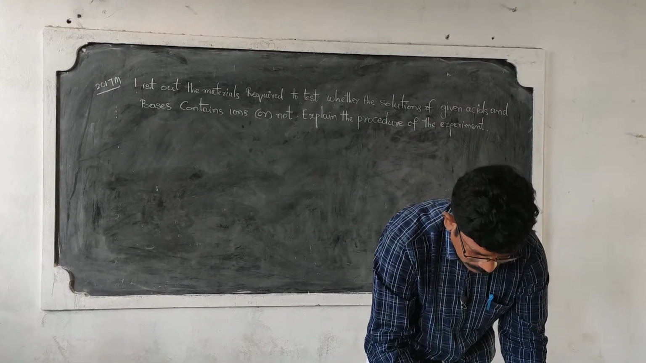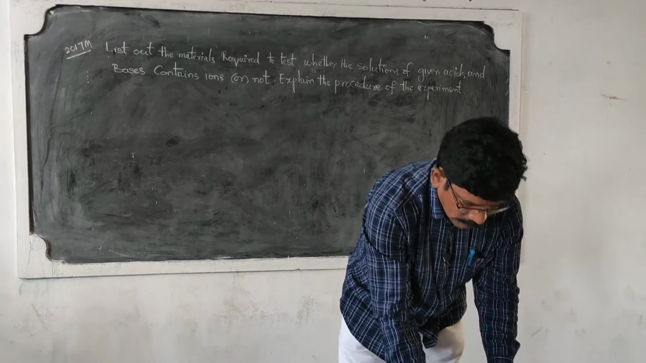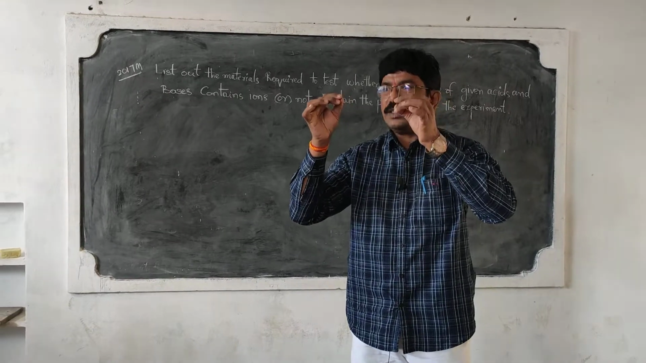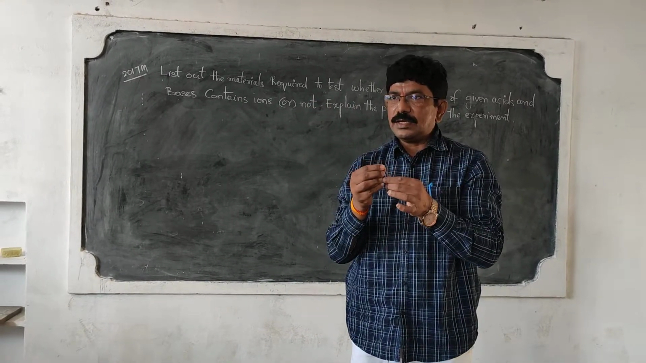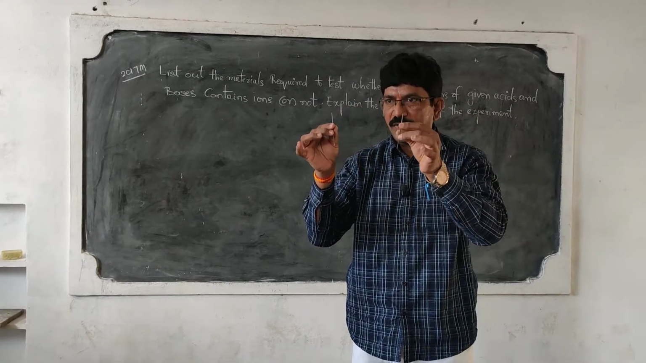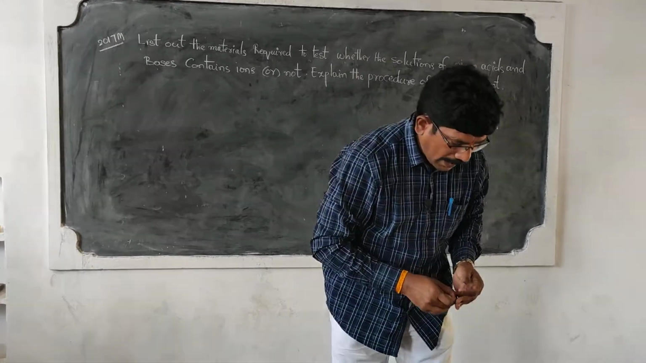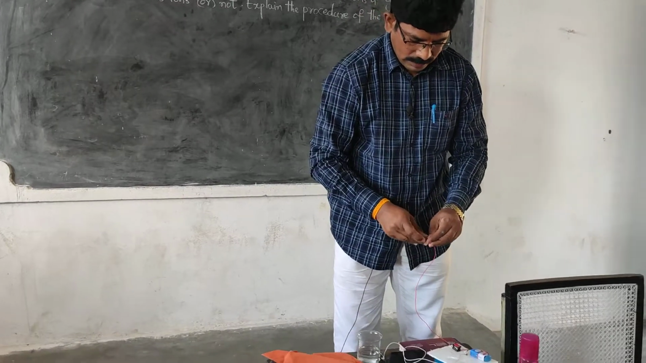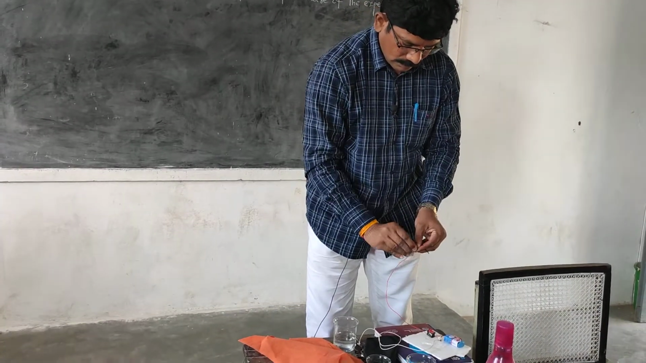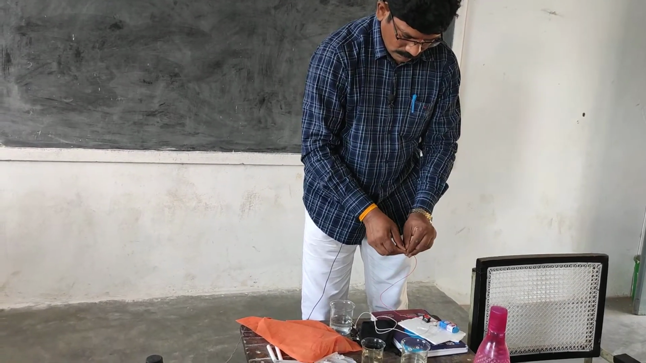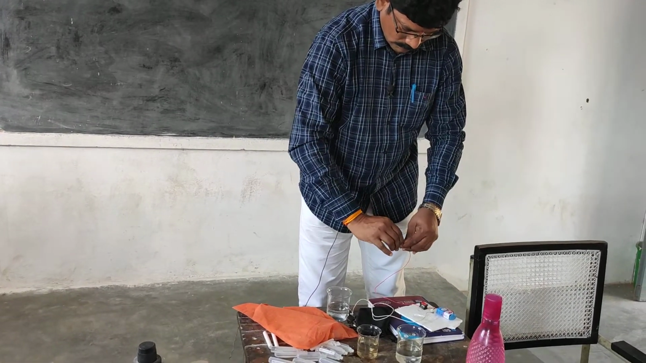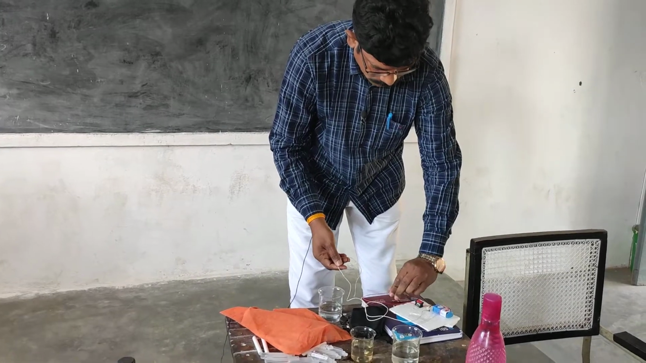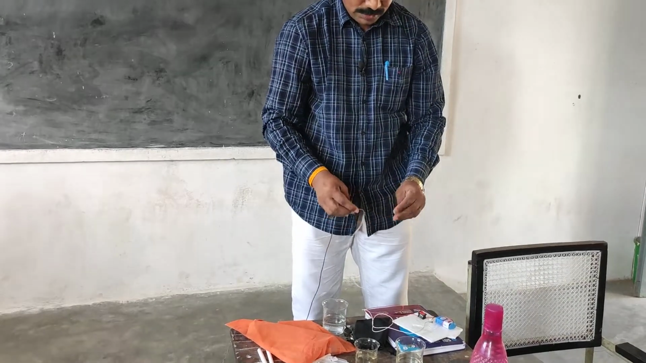See this one. These are the graphite rods. We call them pencil leads, they are made up of graphite. Two graphite rods. What am I doing? I am connecting the two ends of the two graphite rods to the power source.